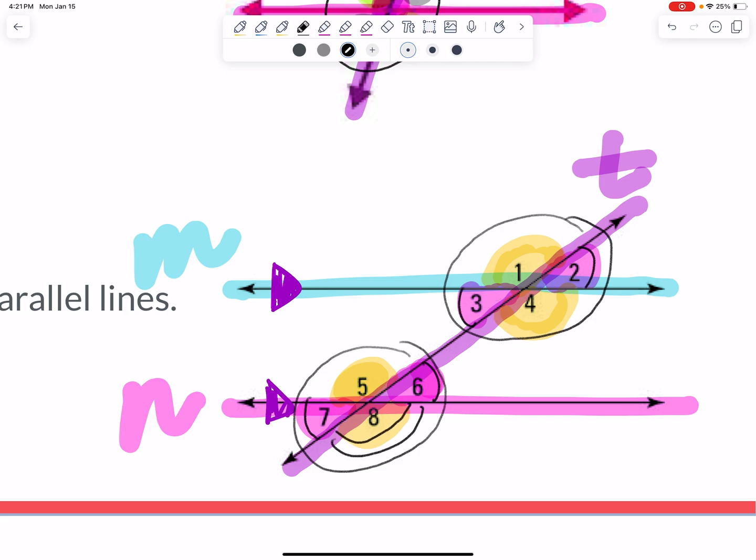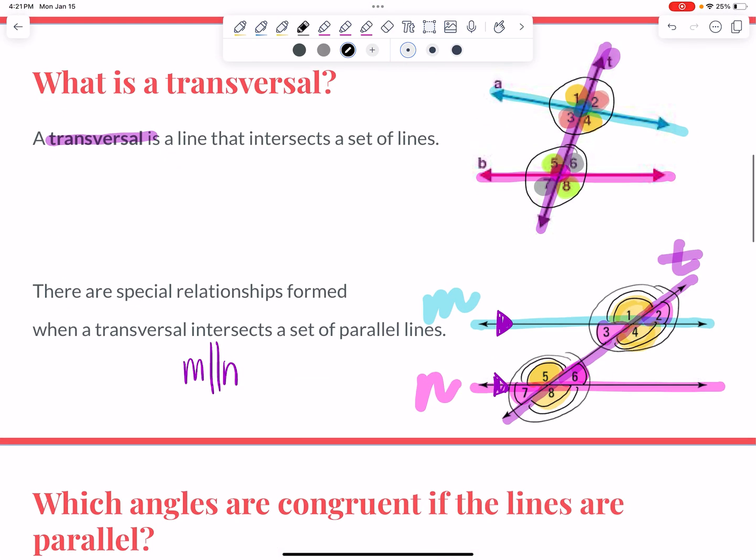All of those bigger ones that are yellow, those obtuse ones, are congruent to each other. So if I wanted to write that out, I could say that angle 1 is congruent to angle 4, which is congruent to angle 5, which is congruent to angle 8. All of those are congruent. And then our pink ones are congruent as well. So angle 2 is congruent to angle 3, which is congruent to angle 6, and also to 7.